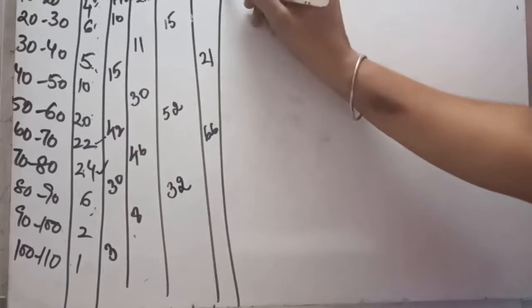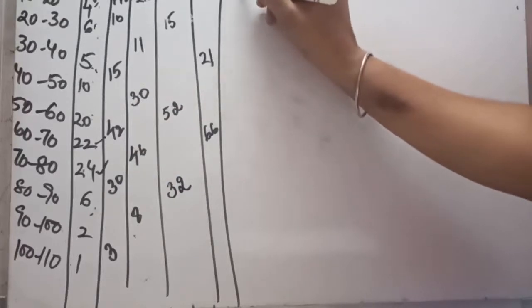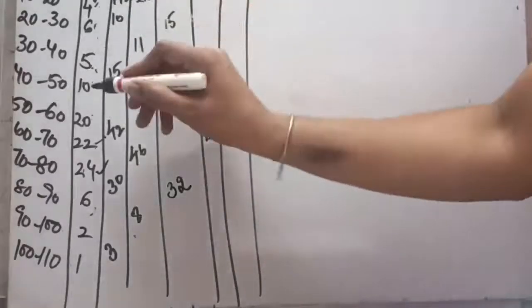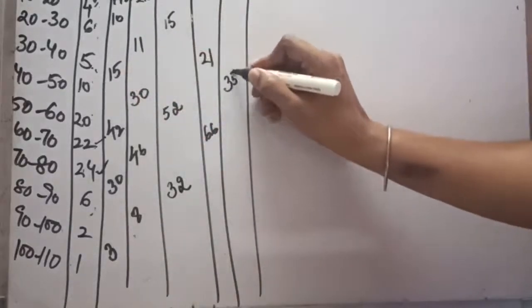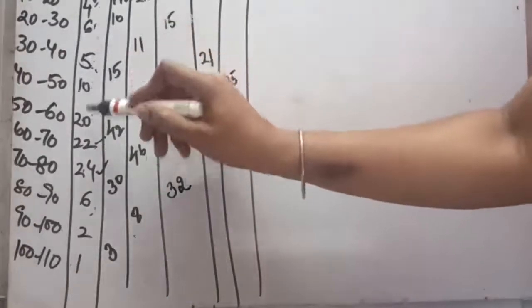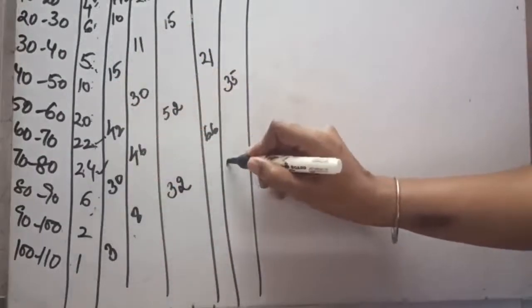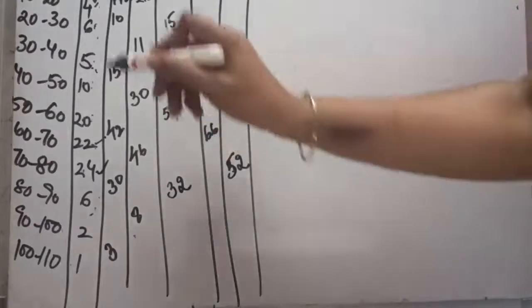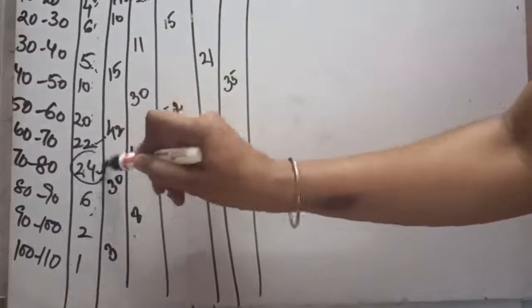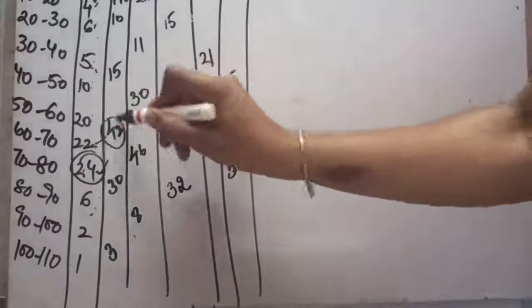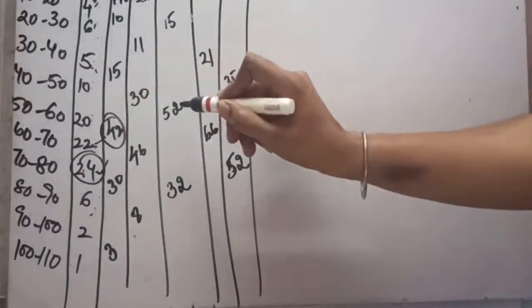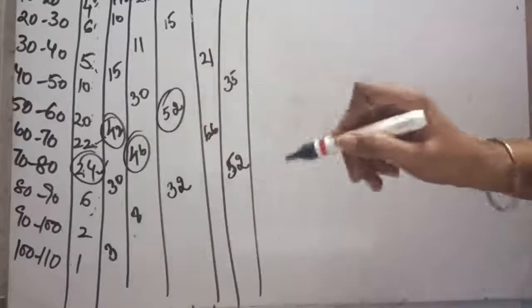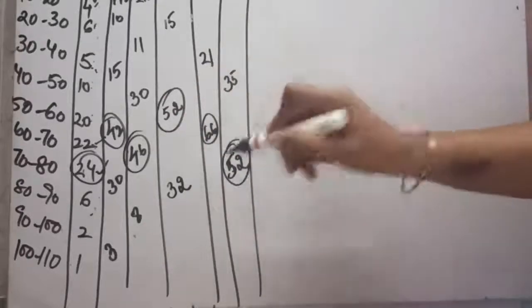So sixth will be 3 plus 4 plus 5. So we will ignore the first 2 and we will add the further 3. So it is 35. These 3 will be 35 and next 3 will be 52. So like this we will be preparing this grouping table. Now let us encircle the maximum values. In the first column, the maximum value is 24, then 42, then 46, 52, 66 and 52.